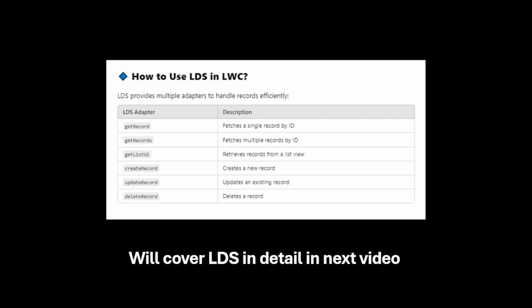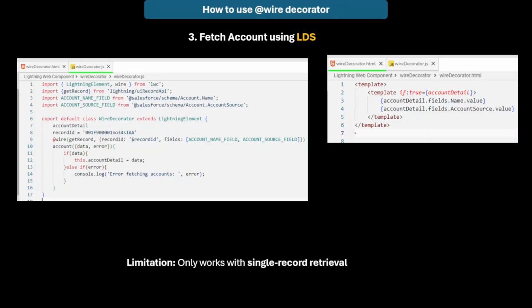So in this video we'll only see the get record adapter, in order to show you how we can use wire with this LDS adapter. So let's go back to our example. In this example, we need to fetch an account detail from Salesforce, only one account detail based on the record ID. So we are going to use the get record LDS adapter.